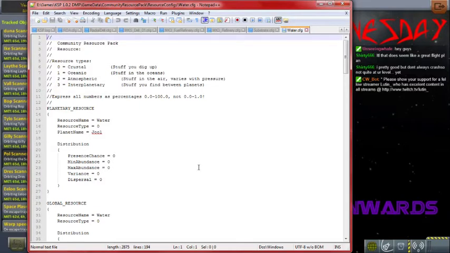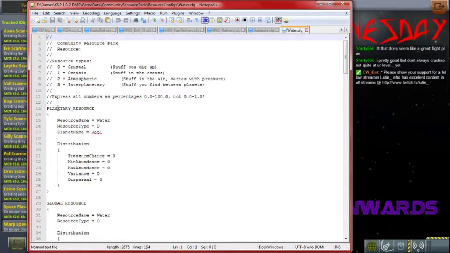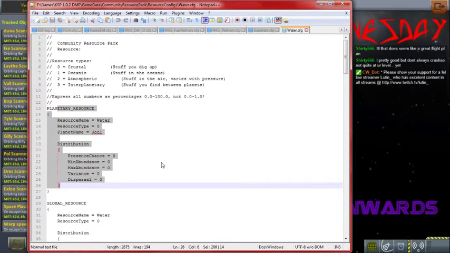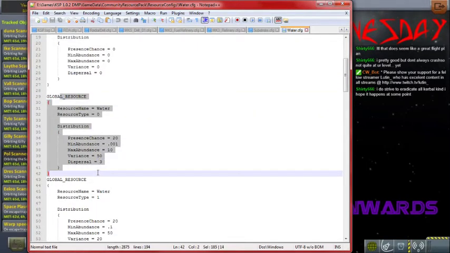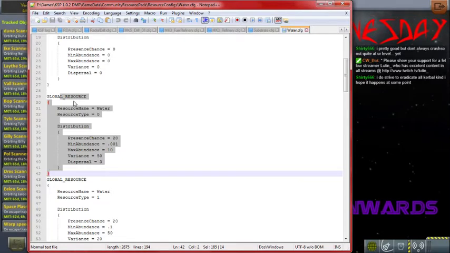So let's take a look at water. Water's always an interesting one, or at least it is in my configs. So first of all, again, a definition for water not being mineable on the surface of Jewel. And then we have the global definition, which basically says that water might be mineable on planets throughout the Kerbal system.